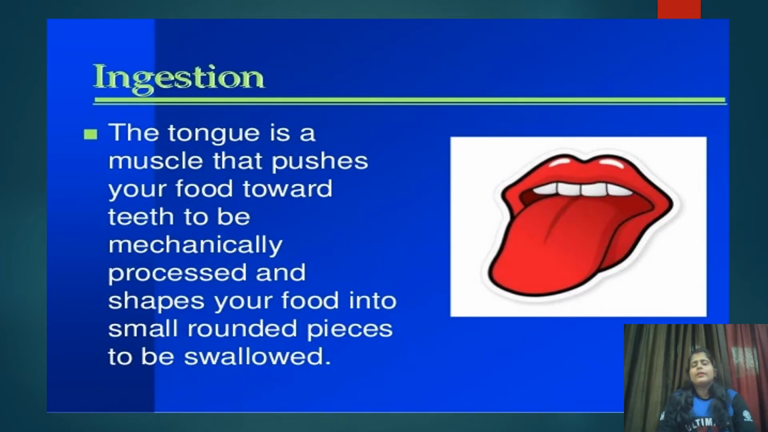Ingestion. Okay, so the tongue is a muscle that pushes your food towards the teeth to be mechanically processed and shapes your food into small round pieces to be swallowed. I think it is clear to you all. So the tongue mixes the food particles and helps in pushing them towards the esophagus, and this food is called a bolus. So a bolus is a round piece which is to be swallowed.